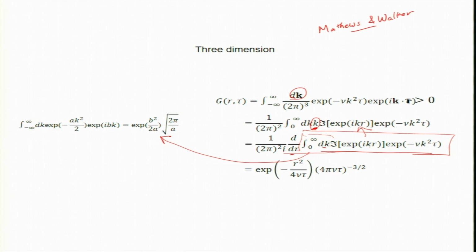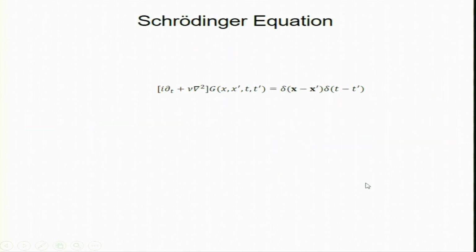Okay. After I get it, then I have to just do the d by dr, and this d by dr basically gives you that minus 3 half. So, this is a nice trick, you should use it often. This is a beautiful trick. So, the difference between 1d and 3d is that this is minus 3 half. In 1d it was minus half. So, that is the only difference.